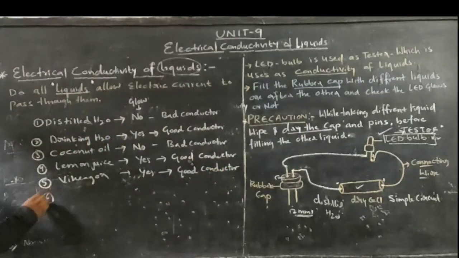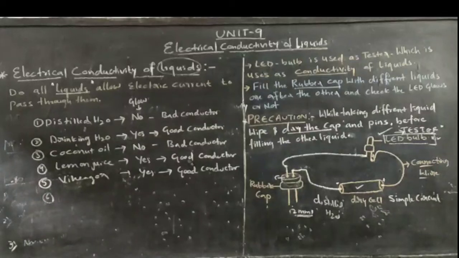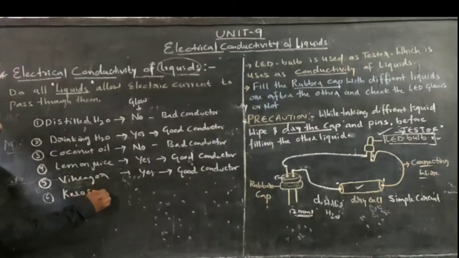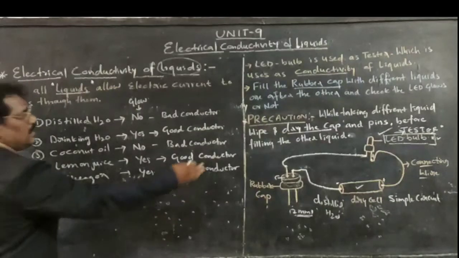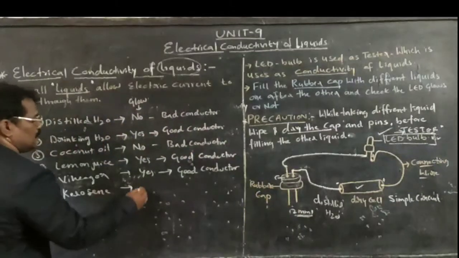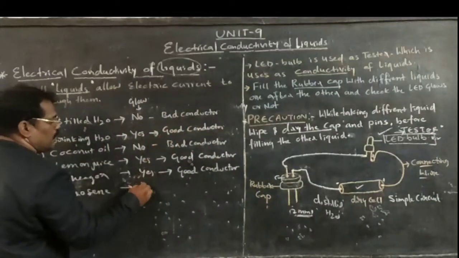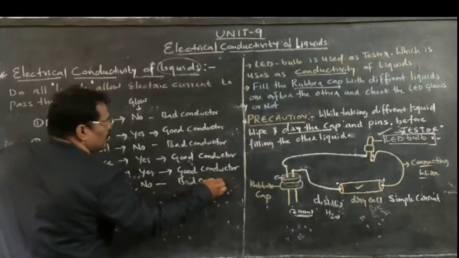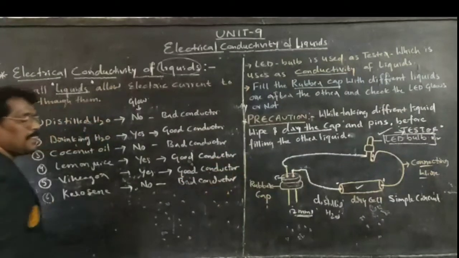After vinegar, go to some other liquid. The liquid is what? Kerosene. Take it up. And observe again the tips of these two pins just in contact with each other, and observe the bulb glowing. The bulb doesn't glow. Therefore, it is a bad conductor. We can call it.